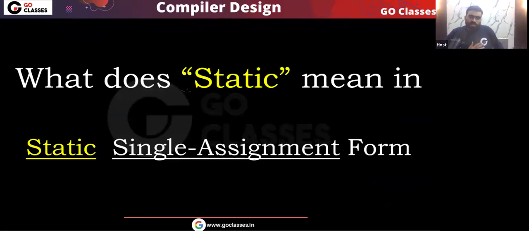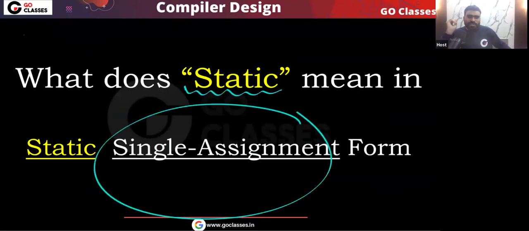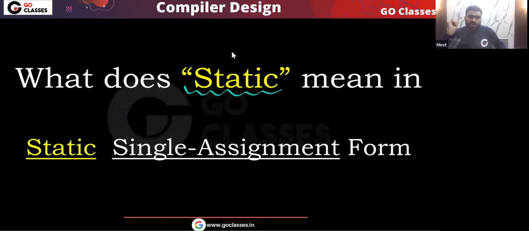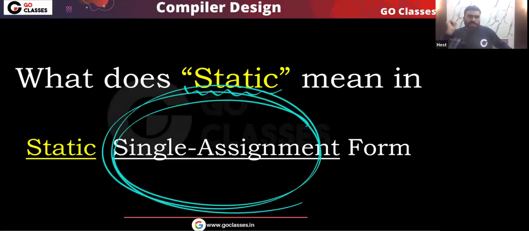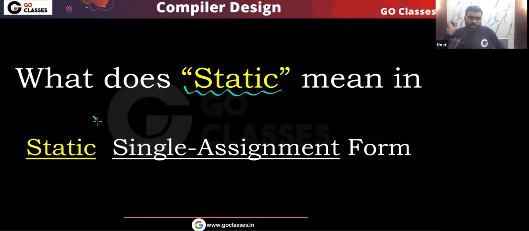Now let's see what this word static means. This is a curious thing. The words single assignment are very common sense. Agree with me? Single assignment means every variable is assigned only once. But what is this mystery? You might be thinking, sir, what does this word actually mean? Why are we using this word static?